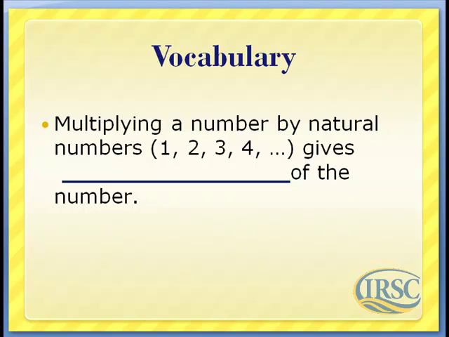And the first one is multiples. Multiples is multiplying a number by natural numbers, 1, 2, 3, 4, and so on, would give us a multiple of the number. For example, let's find multiples of 3.